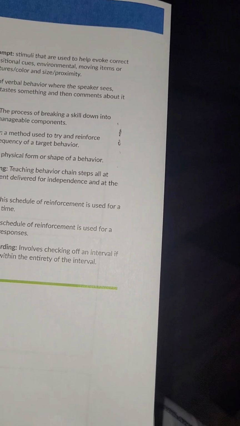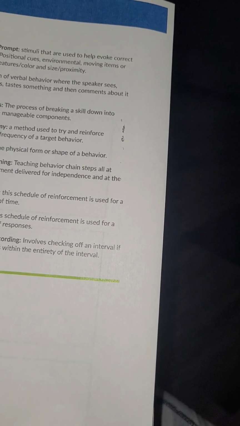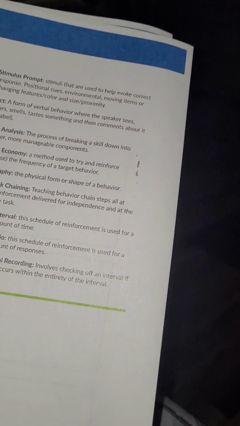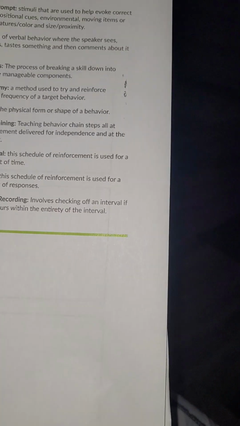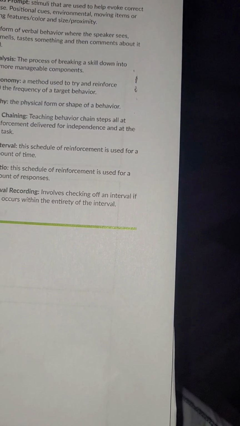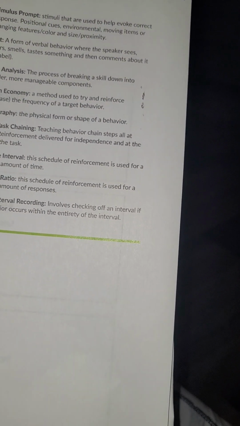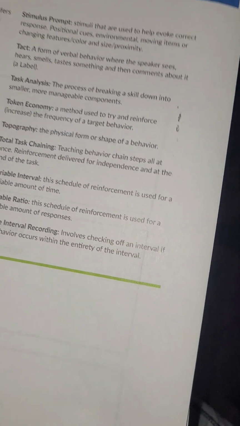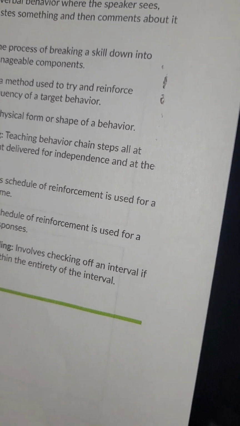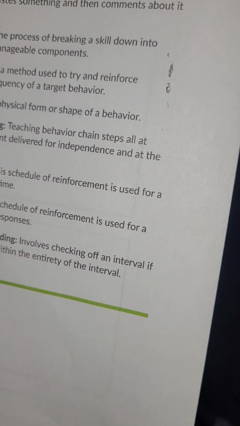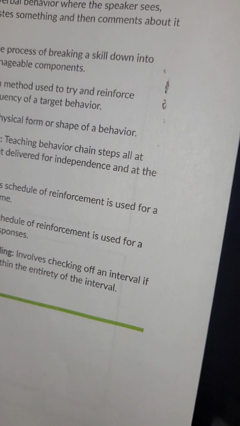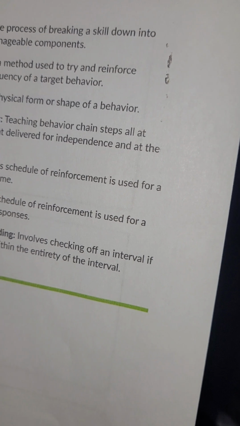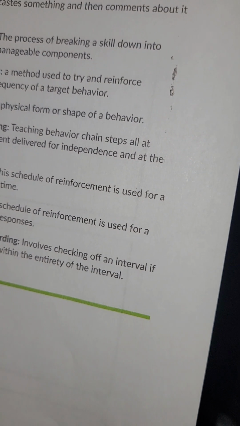Stimulus control: precedes the behavior but affects the outcome, has influence over behavior. Stimulus control transfer: a process in which prompts are removed in order to bring the behavior under the control of the SD and is achieved by prompt fading. Stimulus prompt: stimuli that are used to help evoke the correct response. Positional cues, environmental, moving items, or changing features, color and size, proximity.